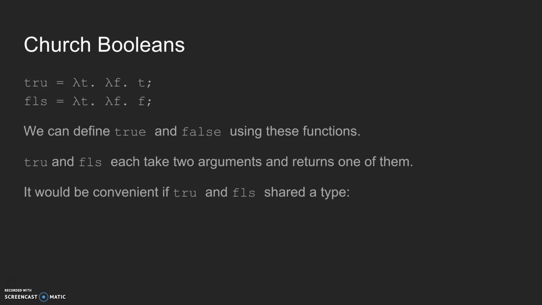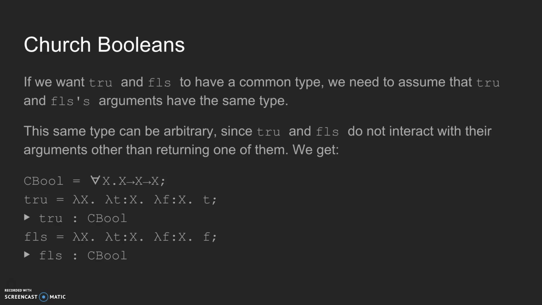It would be convenient if true and false both share a single type. If we want true and false to have a common type, we need to assume that true and false's arguments have the same type. The type can be arbitrary, since true and false do not interact with their arguments, other than returning one of them. So we get this definition of a church boolean, which we call cbool. And then we define true and false in terms of the cbool. So now, using church encoding, we have an implementation of the booleans.